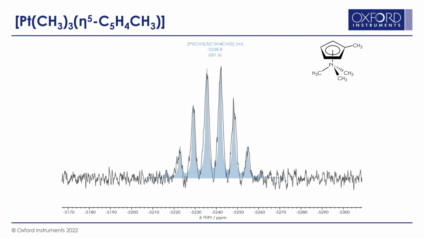In fact, the signal has split into 10 peaks, with the outermost indistinguishable from noise. This results from coupling of the platinum to the 9 equivalent protons of the 3 equivalent methyl ligands, demonstrating how platinum-195 NMR spectroscopy can not only distinguish individual compounds, but can also provide information about the structure of these compounds.